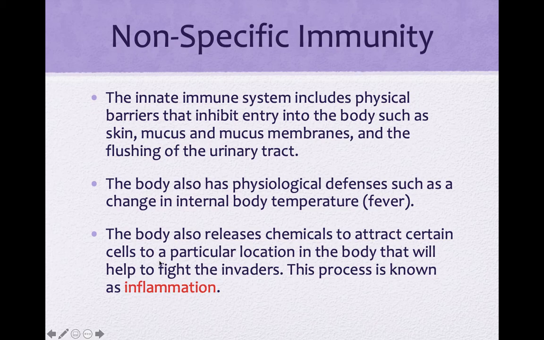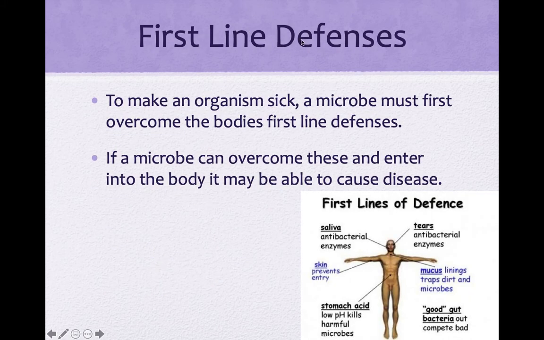So let's talk about the very first line defenses, the very first thing that a bacteria that wants to invade your body to make you sick has to deal with to get inside of your body. These are called first line defenses. Here they are down here, what they are and how these particular things are going to keep microbes out of your body. If an organism wants to make you sick, it has to overcome these first lines of defenses first. If it can't get inside of your body, it cannot make you sick.